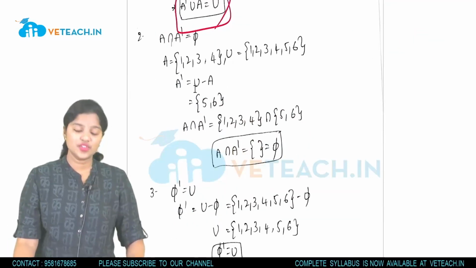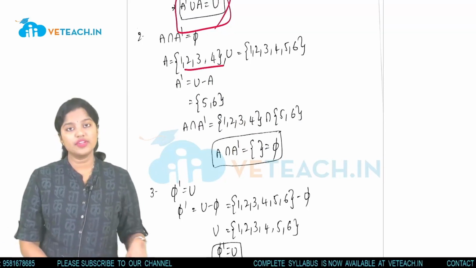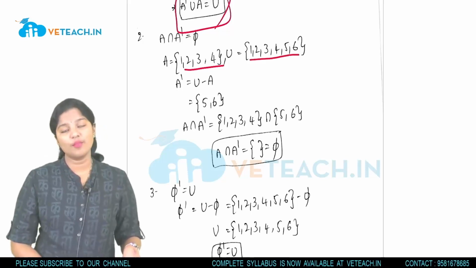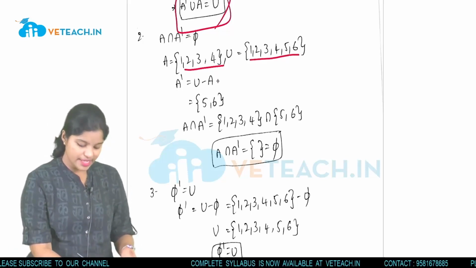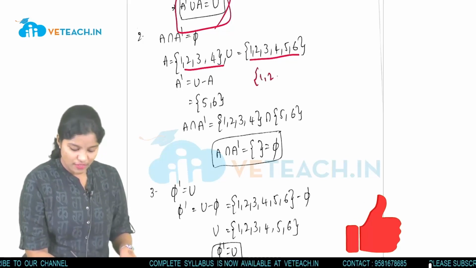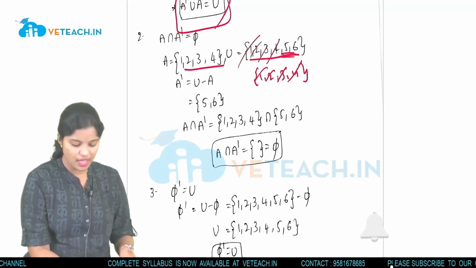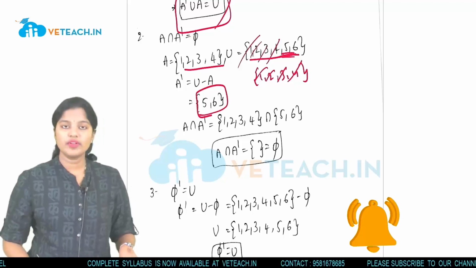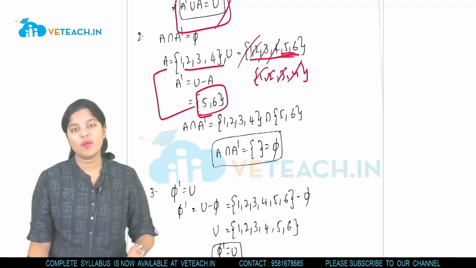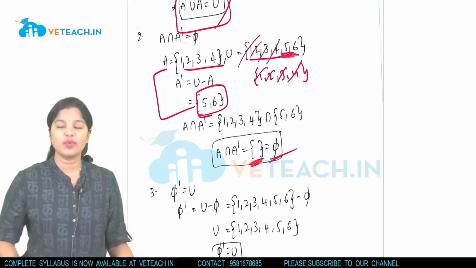A intersection A complement is equal to ∅. A set is 1, 2, 3, 4. Universal set is 1, 2, 3, 4, 5, 6. A complement means U minus A here. So U minus A means, from this, if we strike out the values of A, what we will get here in the universal set: 5, 6. So A complement is 5, 6. If we do intersection for these both, no elements are common. So what we will get is the empty set or null set. So it is equal to ∅.